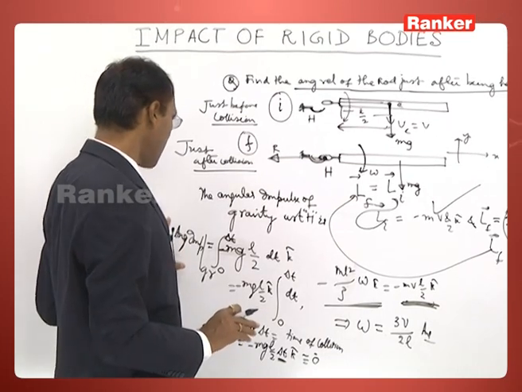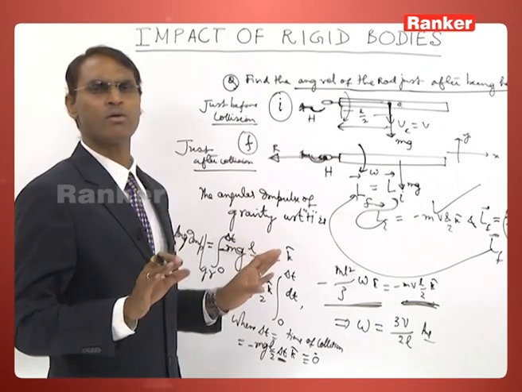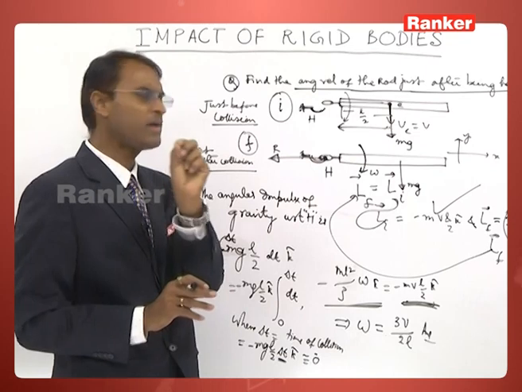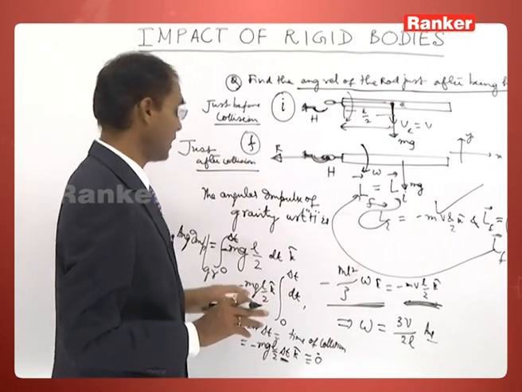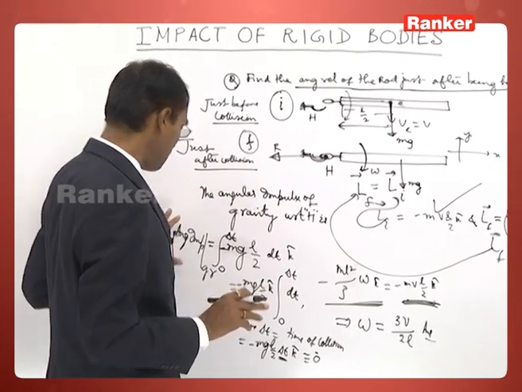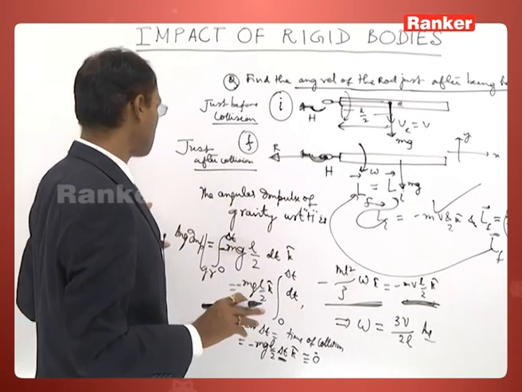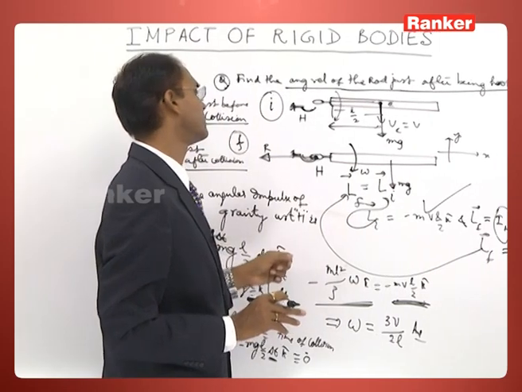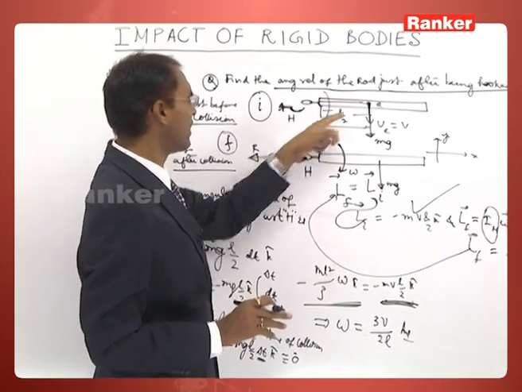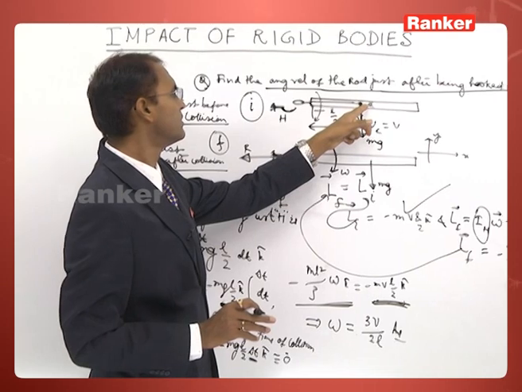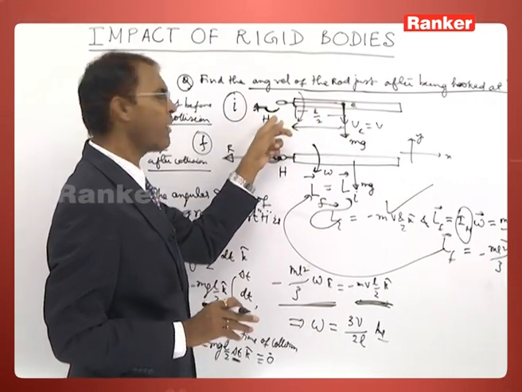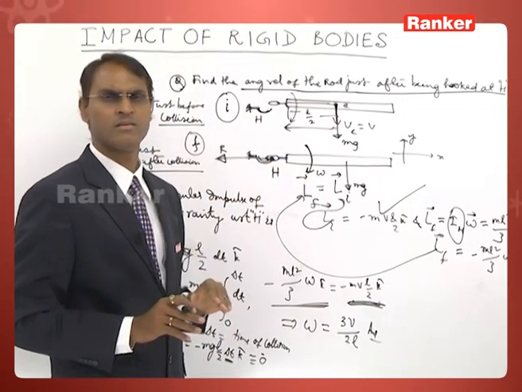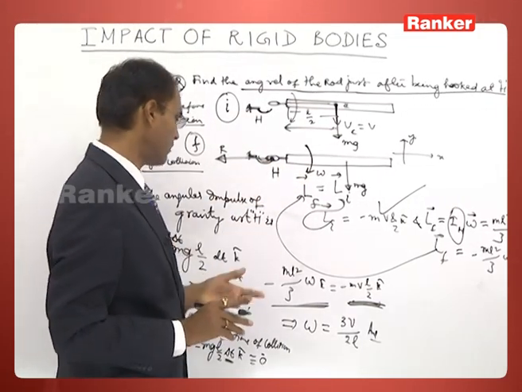The gravitational torque is not equal to 0, it is a finite torque, but the torque is multiplied with a very, very small time interval of the collision. Therefore, the gravitational impulse, angular impulse provided by gravity about this point is negligibly small. Hence, we can conserve the angular momentum of the rod above this point just before and just after the collision accurately.